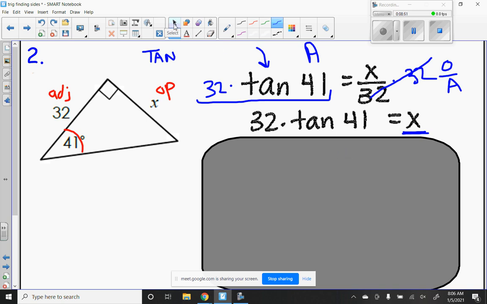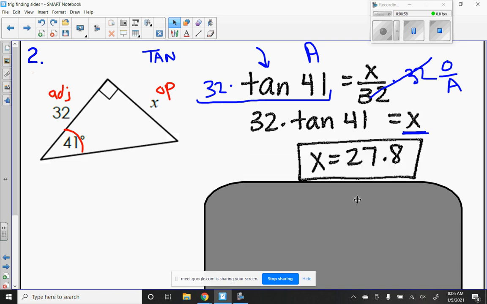So in your calculator, whatever calculator you have, you want to get it to say 27.8. If you're using your phone, you'll put 41. You'll hit the tan button. You'll see a big, long, nasty decimal. Then you'll hit times 32 and hit equals. And you should get 27.8.